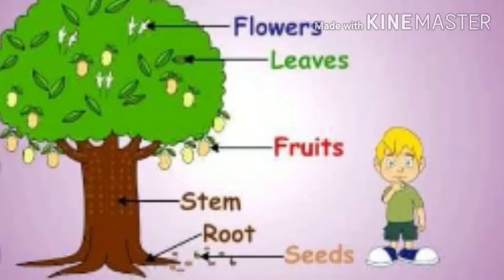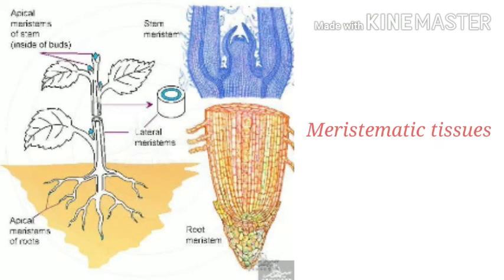Today we are going to learn about some new terms related to the growth of plants. Meristematic tissue. So what are meristematic tissues? They are special cells seen at the tip of the stem and the root in plants. They undergo rapid division and this results in the growth of plants.